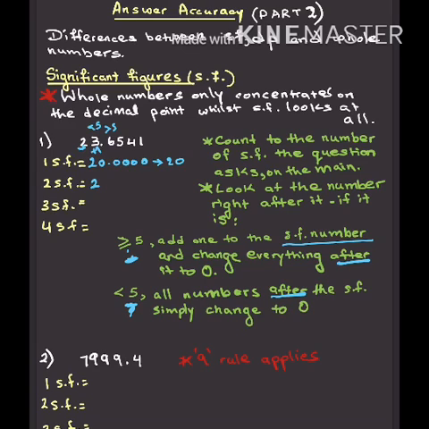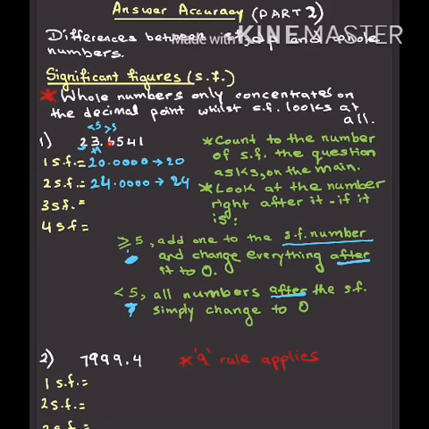We add 1 to the 3 because the one after it is greater than 5, so that becomes 4. And then we change everything after this SF number to 0, so this part. So this becomes 24.0000. That means 24.